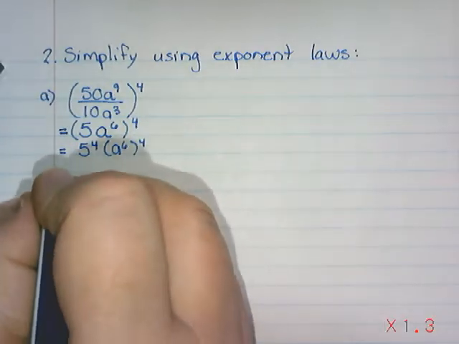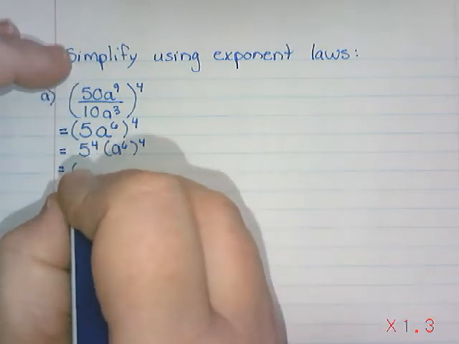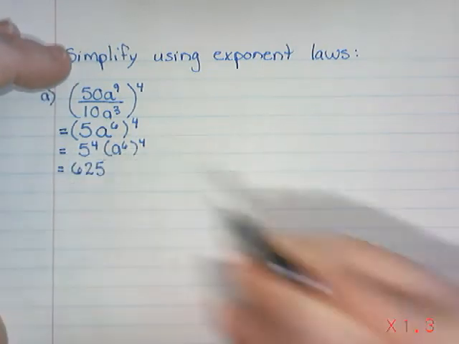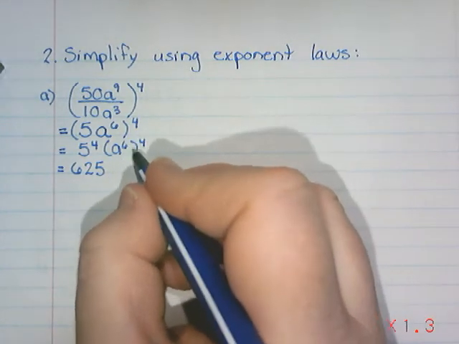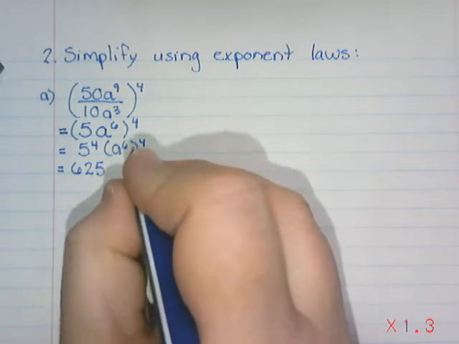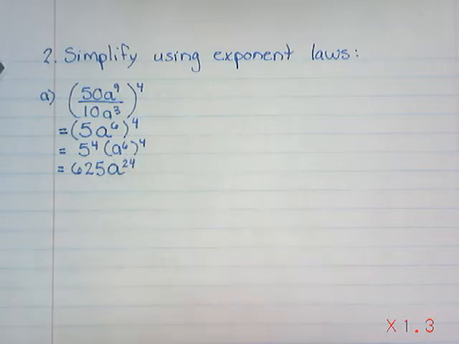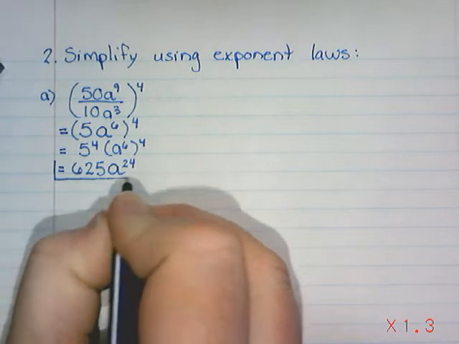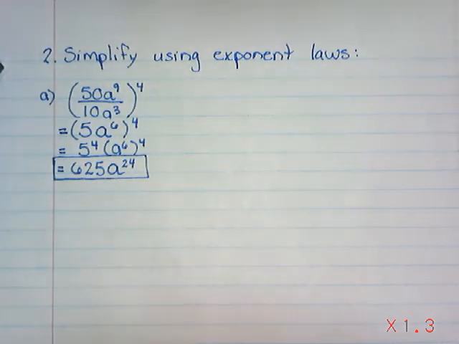5 to the 4, you can use your calculator, you can look it up on your power sheet, is 625. And then when I have a power on a power, right, I multiply those together. So I would get a to the 6 times 4. 6 times 4 is 24. So this is going to be 625 a to the power of 24.